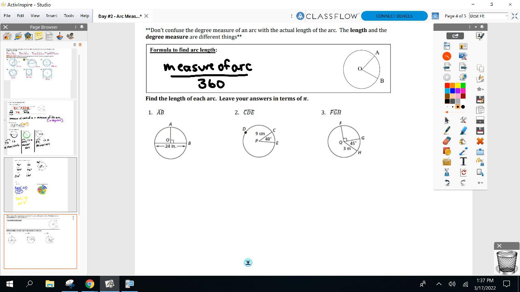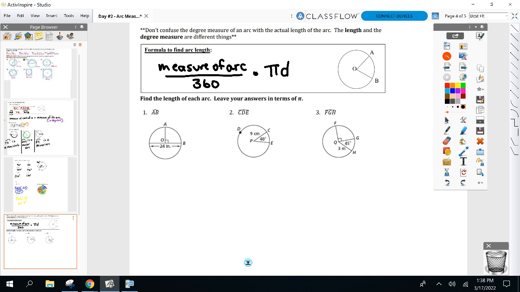There's more, though. And then you'll multiply that by, this should look pretty familiar, pi d. Where's that come from? What's pi d again? Circumference. Basically, you're taking a fraction of the circumference to find how long the arc length is. You're taking a fraction of the circumference and telling me how big that is. So there's your length of an arc formula: the measure of the arc over 360 times pi d.